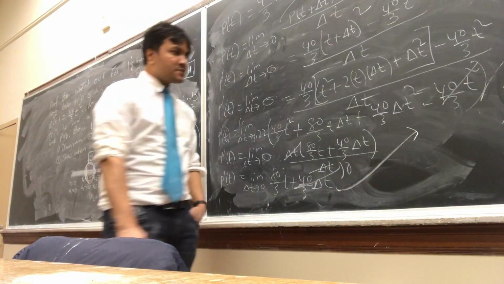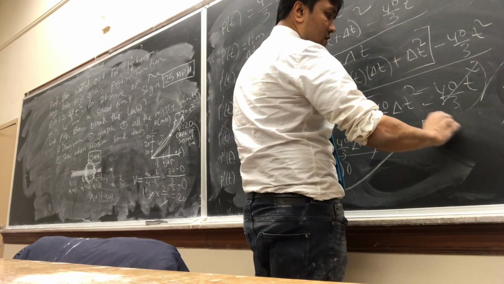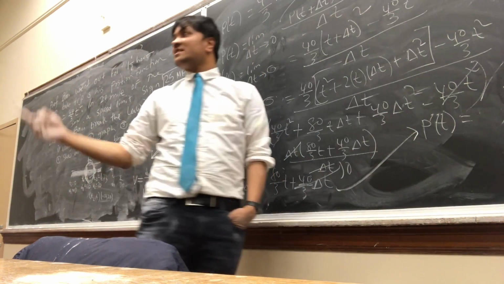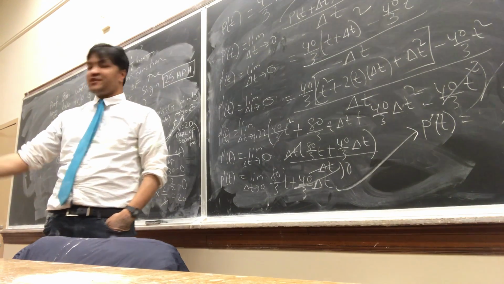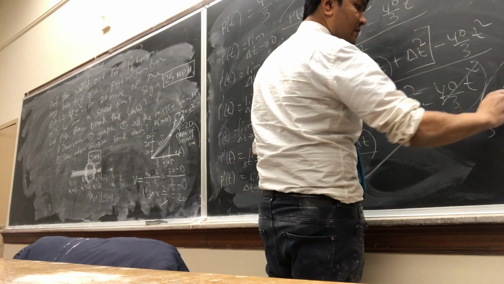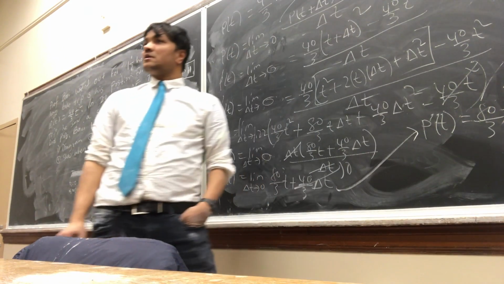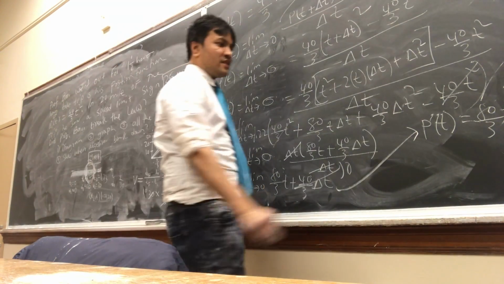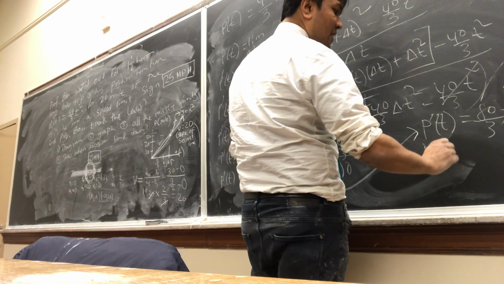What is it? P of t, 80 over 3. Okay, good. You are not using limit anymore. Very good. 80 over 3t. Substitute the t through 3 over 2.